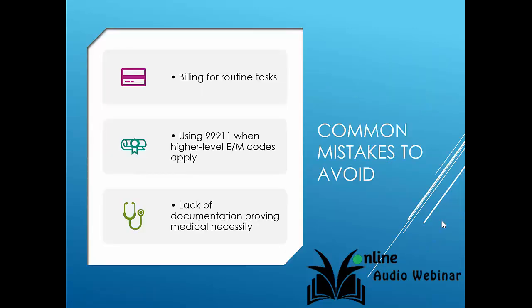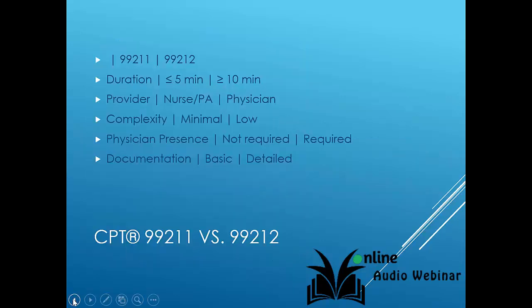Common mistakes to avoid: billing for routine tasks, and also lack of documentation proving the medical necessity. Now let's talk about the difference between 99211 versus, let's say, a 99212.